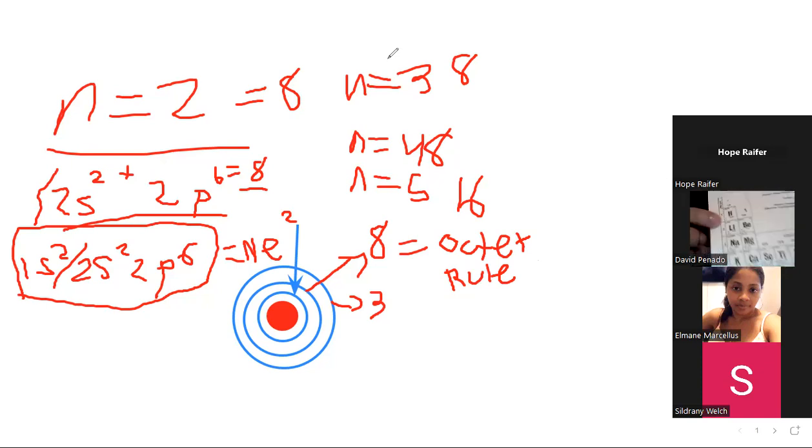Okay. So H, remember the first S, number 1, and right here will be 1s1 because it only has 1 electron. He, which is right here, is also in the 1 part. So it will be 1s, but it has 2 electrons, so it'd be 1s2. And because the first shell only has 2 electrons, that's why it's full. It will be on this side.